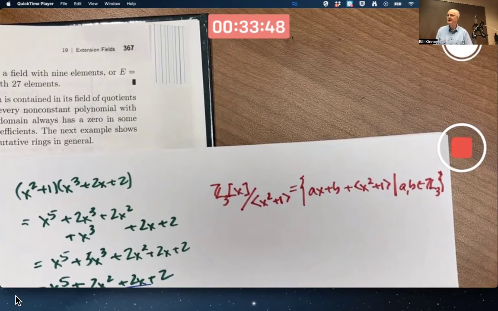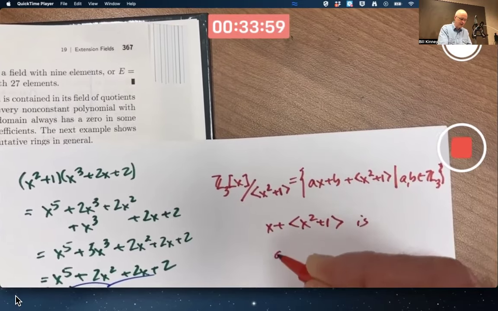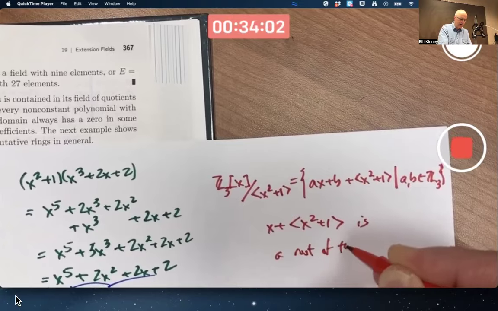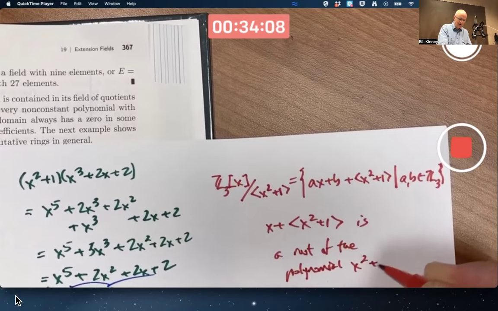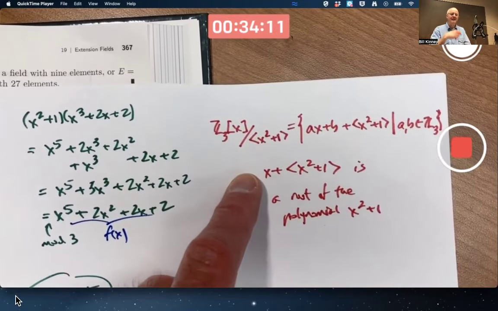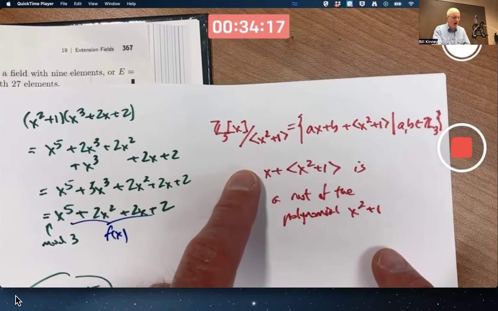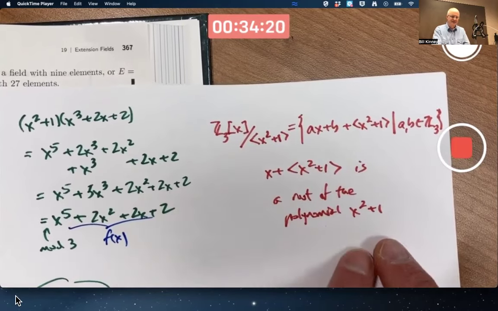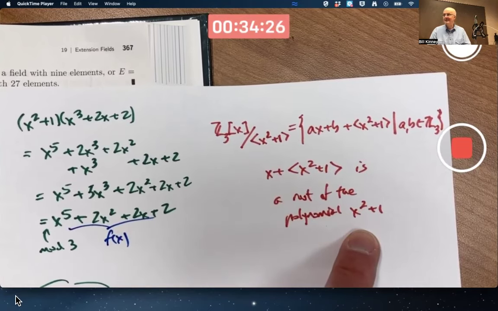This kind of thing came up on the last exam as well, but I'm re-emphasizing. And yeah, the coset x plus the ideal is a root of the polynomial x squared plus 1. It's a little weird. I'm kind of using the x's in different ways here. This is a coset in this factor ring. This is just sort of an arbitrary polynomial. And I'm saying if I plug this coset into that polynomial in place of x, just like I did with the example 10 minutes ago, it'll be a root.